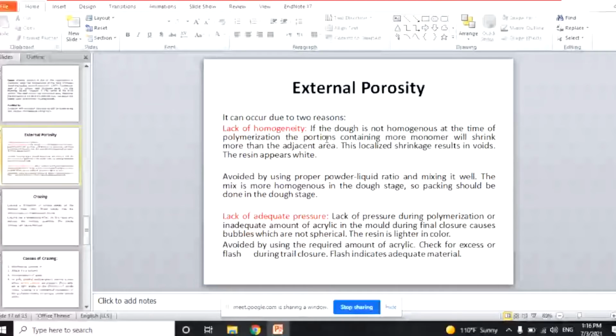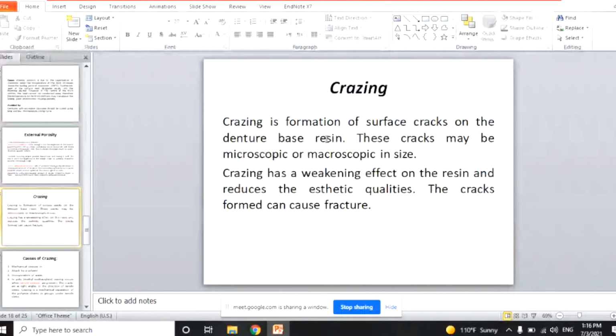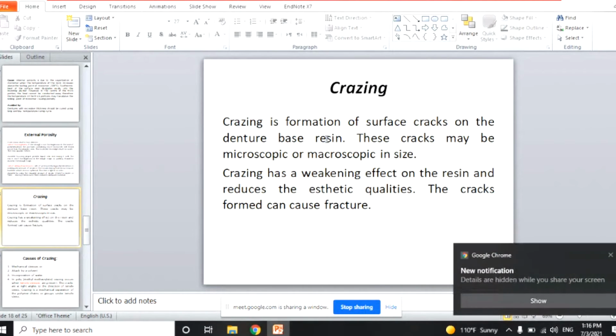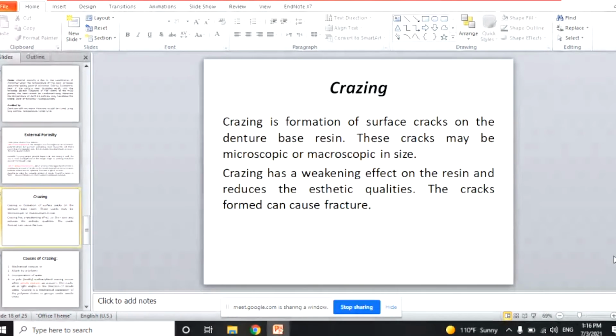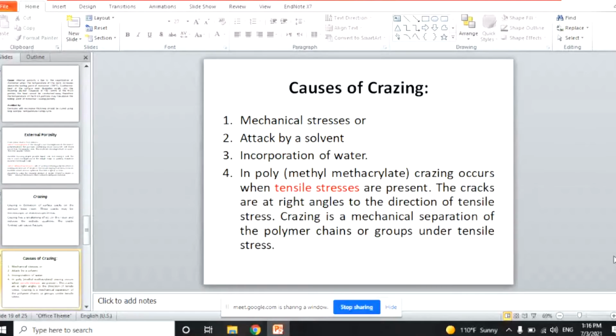Crazing, as we talked about in the two previous lectures, is the formation of cracks on the surface of the denture base. These cracks may be microscopic or macroscopic in size. It can cause weakening of the denture, but it can be repaired. What are the causative factors of crazing? Mechanical stress, attack by solvent, incorporation of water.